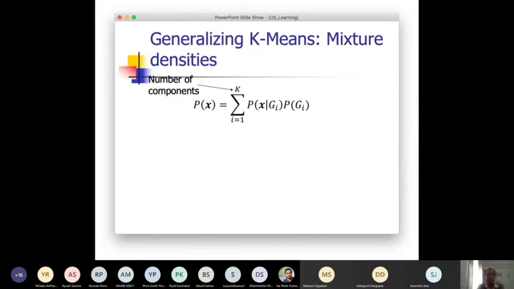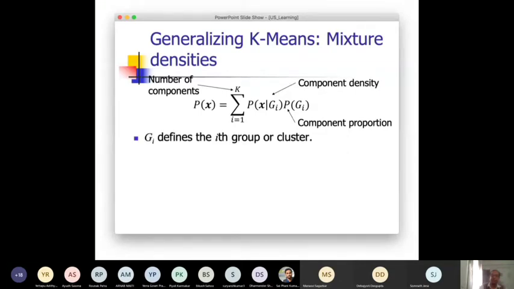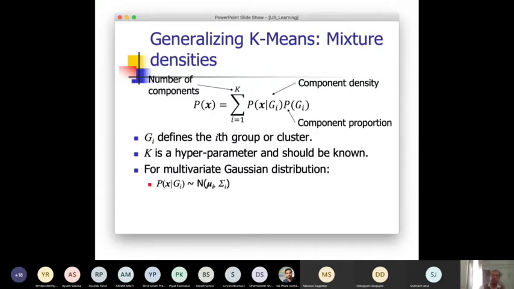So here also you see that k is a hyperparameter, which is the number of components, and it is the same hyperparameter as in the k-means clustering algorithm, where we consider the number of clusters. So clusters here are equivalent to the components of the mixture density. P(G_i) is the component proportion. As I mentioned, G_i defines the ith group or cluster, and k is a hyperparameter, and once again it is required to be known, as for the k-means clustering algorithm.